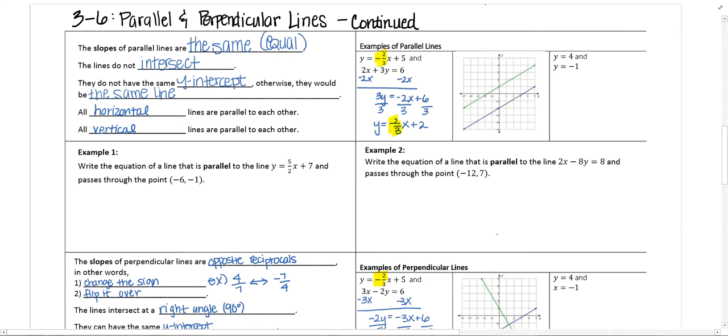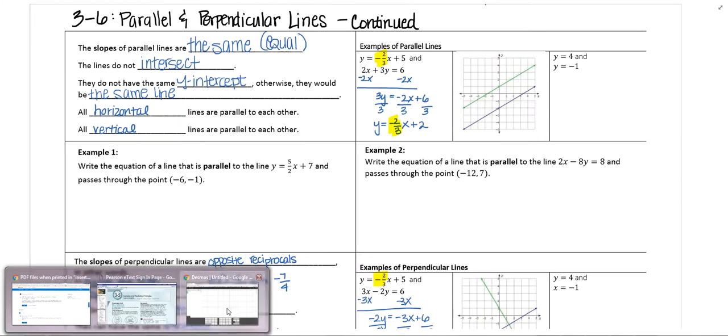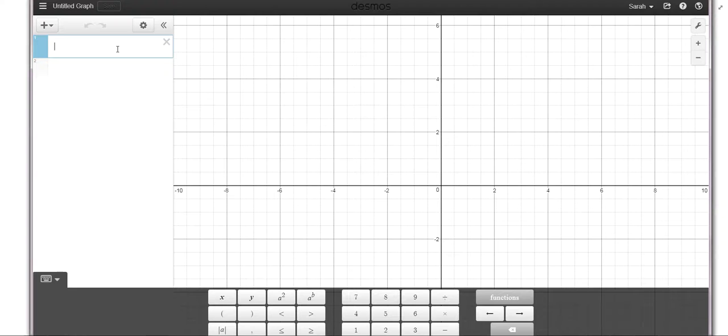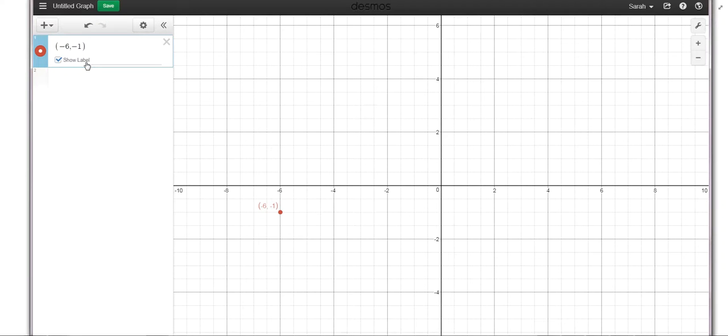Okay, so just to remind you, parallel lines have the same slope, so they do not intersect. That's the key idea. So in our first example here, what we want to do is write the equation of a line that is parallel to the line y equals 5 halves x plus 7 and passes through the point -6, -1. So let's just take a moment to visualize what exactly we're talking about here. So there's this point, -6, -1, which is over here.